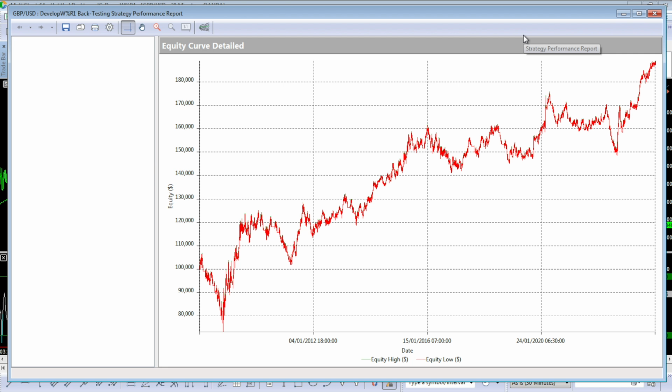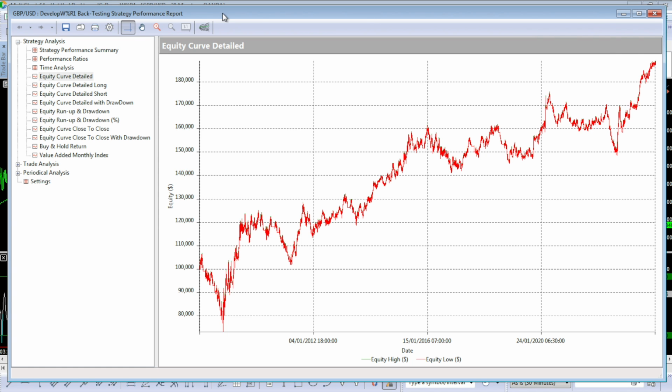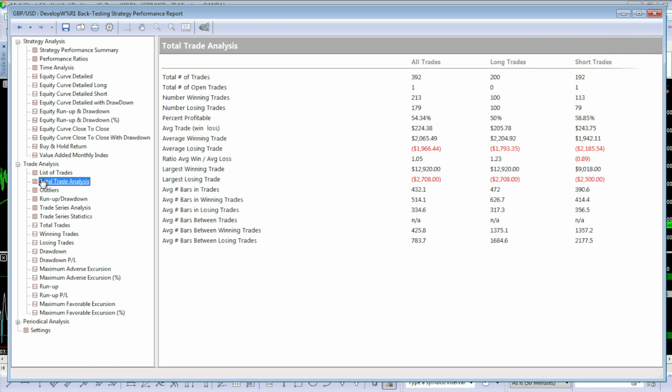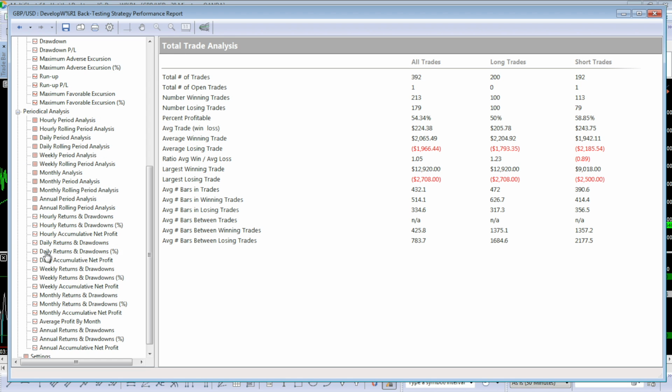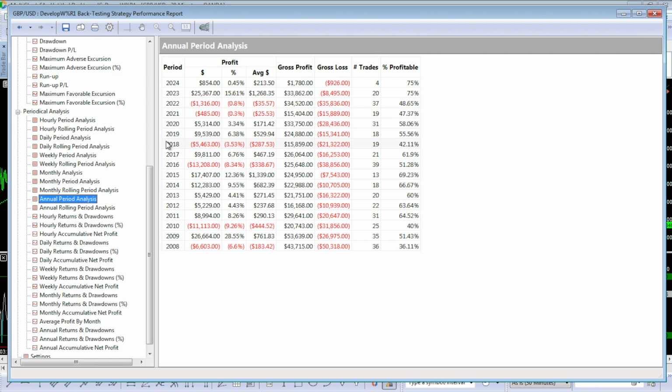Looking at the performance report, that's what the equity curve looks like. We've got a large average trade value at just over $220, that's 22 pips. And looking at the annual period analysis, we can see that 2021 wasn't a great year. 2022 was a small losing year as well, but then it really took off in 2023. We actually had the best year yet over all the backtest data. And then 2024, we're only 4 trades in, but we are making money at the moment.